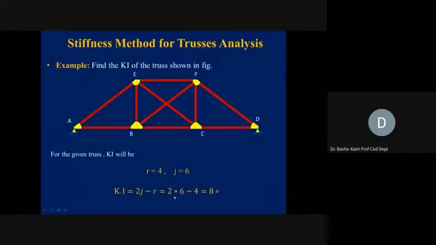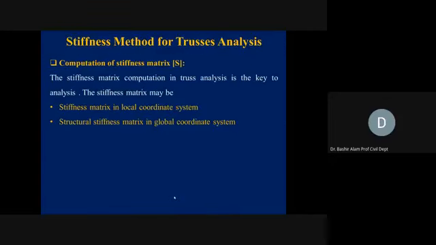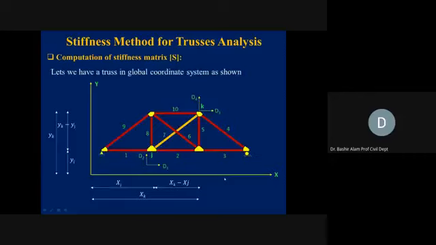Now remember, the local axis system we also call the member axis system. And the global system is also known as the structural axis system, or structural coordinate system. So we'll be developing the stiffness matrices using these two concepts: the stiffness matrix in the local coordinate system, which is for the member axis, and the structural stiffness matrix in the global coordinate system. So let's discuss this now.